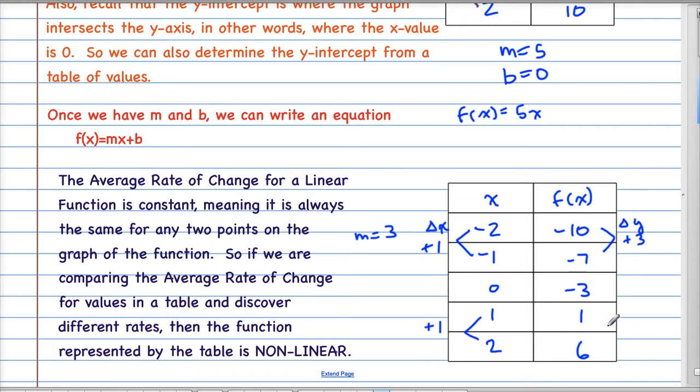Down here, if I want to compare, let's say, 1 and 2, again, my delta x is +1, but now my delta y is the difference between 1 and 6, and that's going to be +5. So down here, I've discovered that my rate of change, or m, is 5 over 1, which is 5. So these two do not match, so that means that this function that's represented by this table here is nonlinear, right? If it's linear, no matter what m or what slope or average rate of change I pick out from this, they always have to be the same. So in this case, they're different, so that's how I know that this function here would be nonlinear.